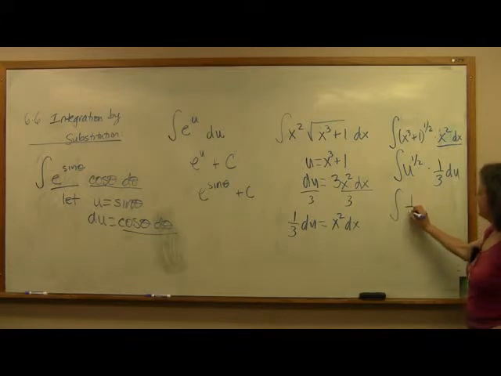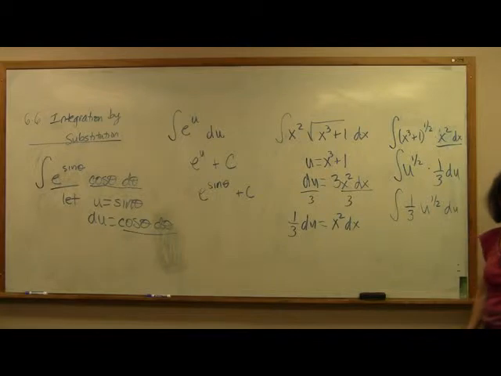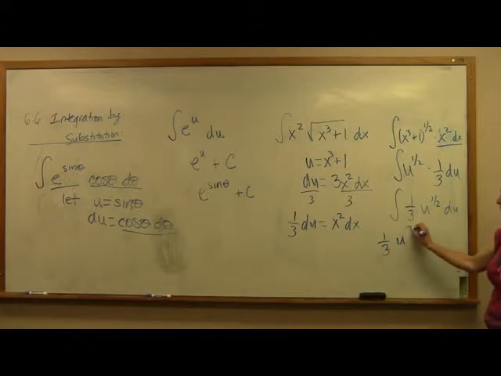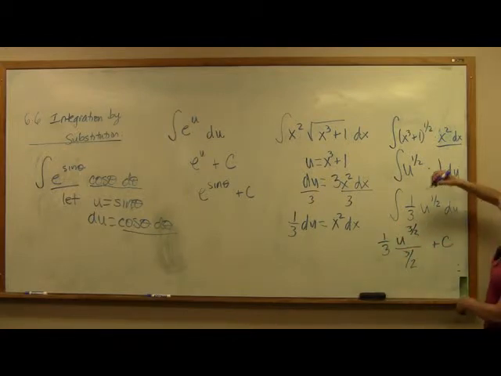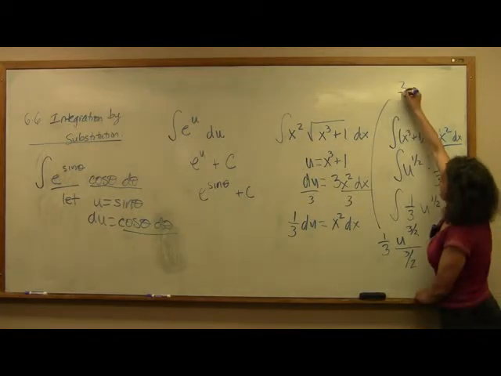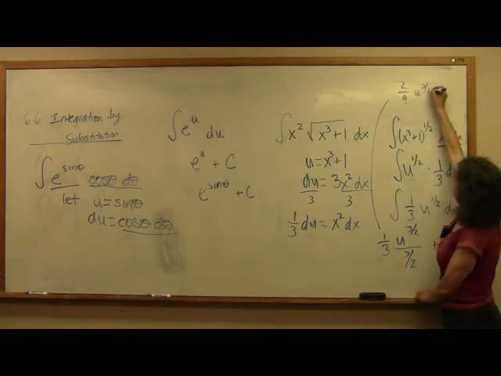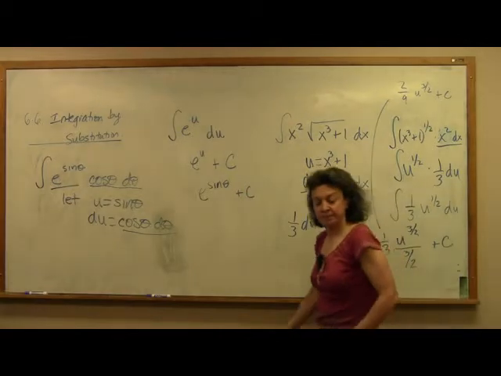Now I'll rewrite this because I just really enjoy having my constants out in front. The antiderivative here is 1/3. When you add 1 to your exponent, you get u to the 3/2 over 3/2 plus a constant. And again, when you divide by a fraction, you multiply by the reciprocal. So I claim we're going to have 2/9 u to the 3/2 plus a constant.